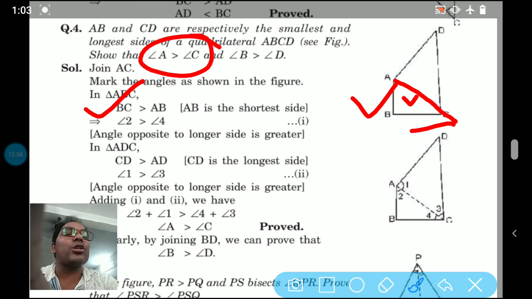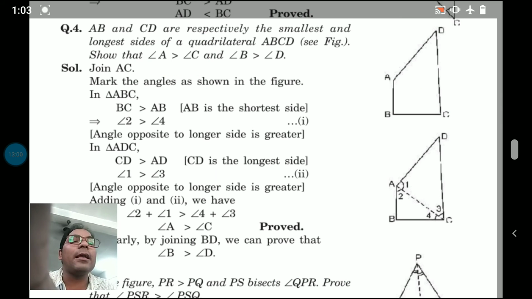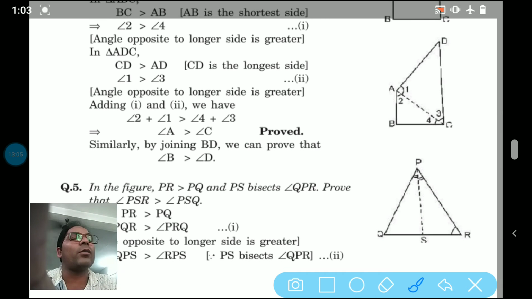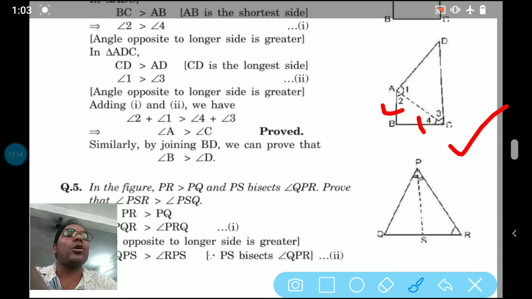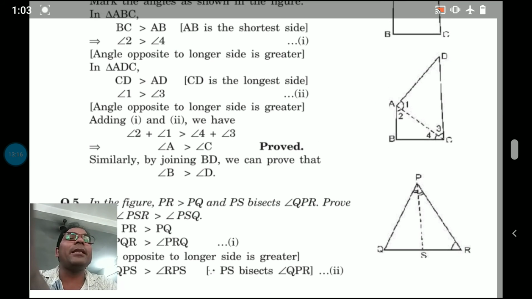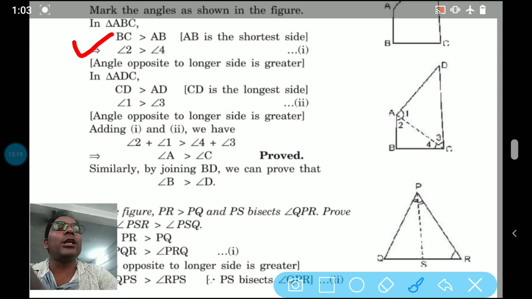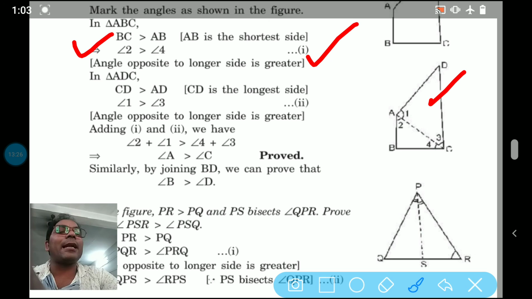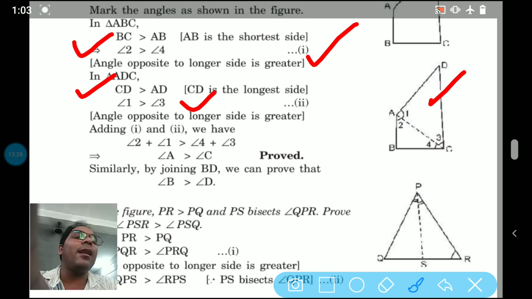In this triangle, you can write BC is greater than AB because AB is the smallest side. So the opposite angle also will be based on this. In this diagram you can see AB is less than BC, because AB is smaller, or BC is greater than AB. Then opposite angles also will be the same way. Then angle 2 is greater than angle 4. Equation first. Same way in this triangle, CD is greater than AD. Then angle 1 will be greater than angle 3. This is equation second.